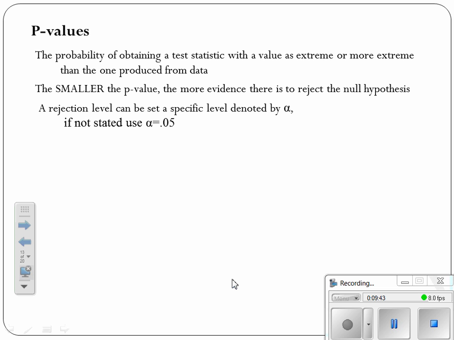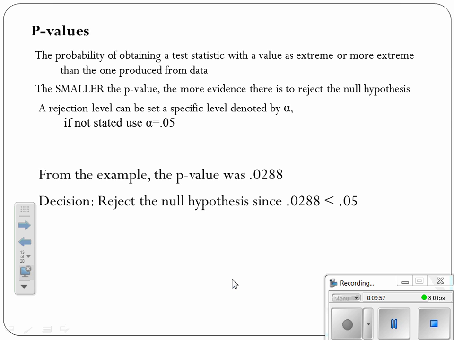A lot of times they're going to maybe give us a significance level. Note that that's what the alpha level is. But if we don't get it, we're going to use 0.05. So our example, again, 0.0288. So because 0.0288 is less than 0.05, we reject the null.